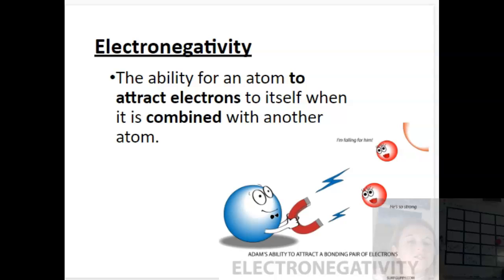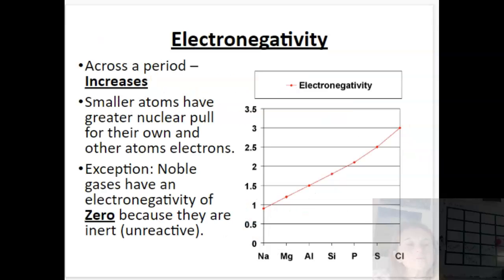So ionization energy is how much energy does it take to remove an electron from an atom. Electronegativity is how good are you at removing an electron from an atom. So if you have a high electronegativity, then you are a very attractive atom and very good at stealing electrons away. If you have very low electronegativity, not very attractive, and you have a hard time stealing electrons away. So as we go across a period or an energy level, our electronegativity is going to increase.